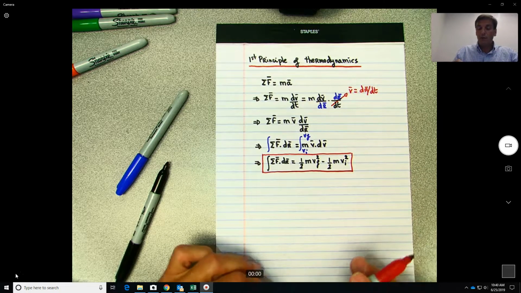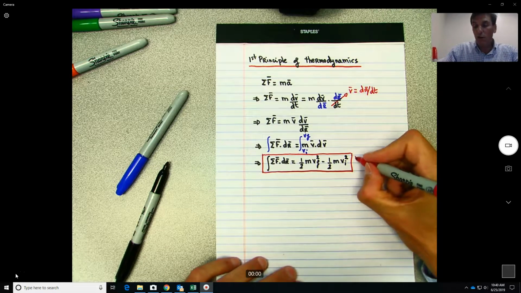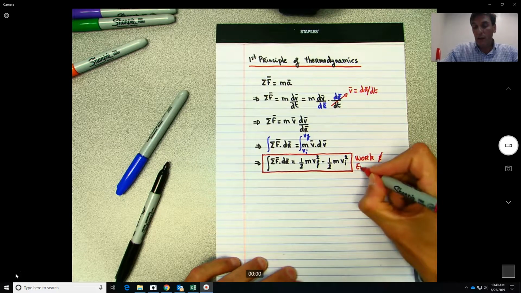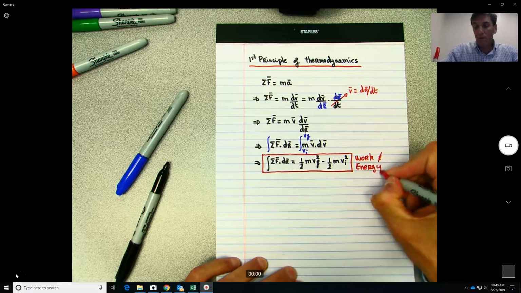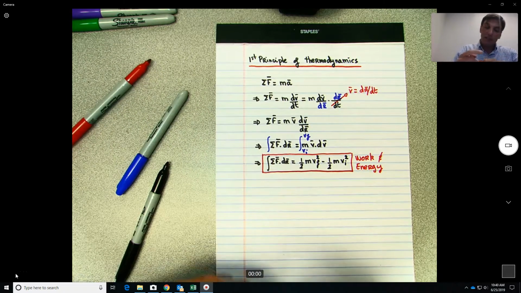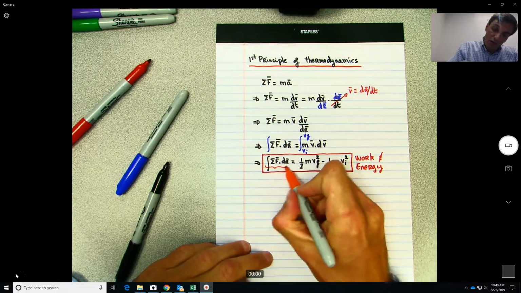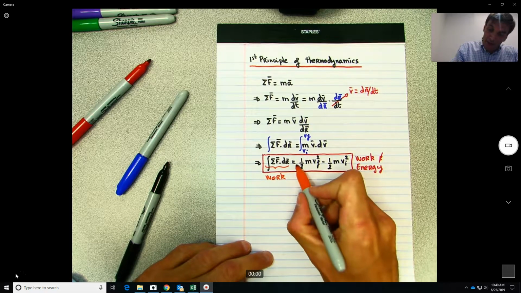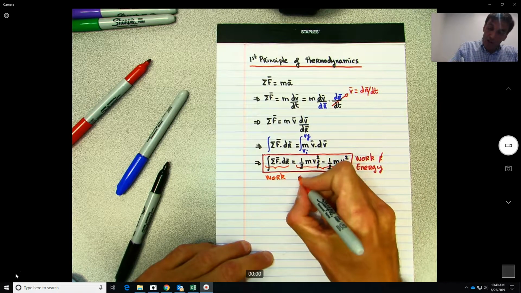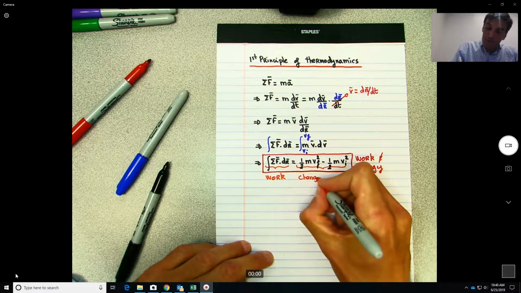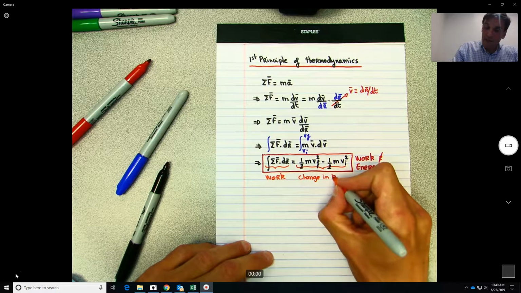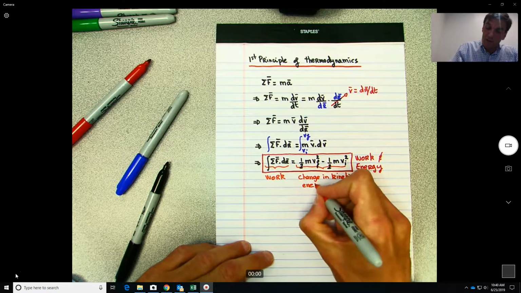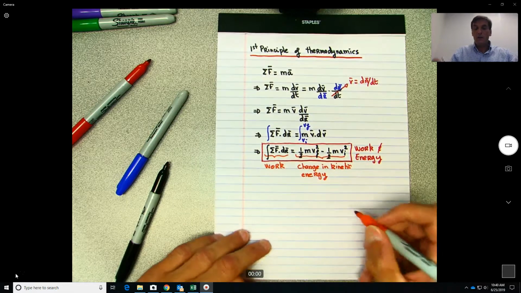So that equation here you have probably seen it before, is what is known as the work and energy equation. So on this equation, this term over here is known as the work, and the right hand side terms is the change in kinetic energy. All right.